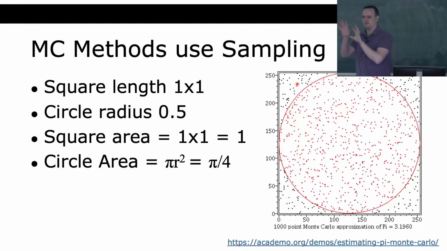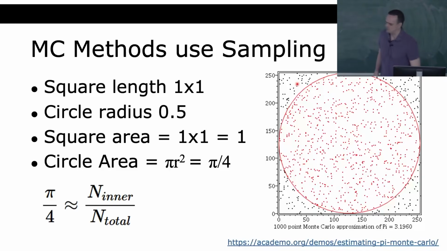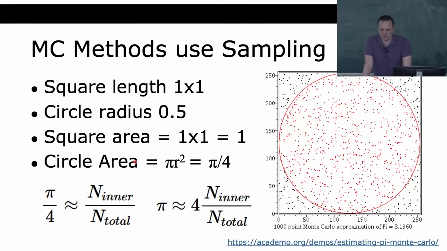Because if the areas have this relationship, some ratio, then the number of generated random points that lie within those areas should also be the same ratio if we take enough points. And so if we use this formula, we can see that pi over 4 is approximately equal to the ratio of the number that landed inside the circle to the total number that landed in the square. Okay? And so that means that pi is approximately equal to 4 times the ratio between the number of ones that landed inside the circle to the total number of them.